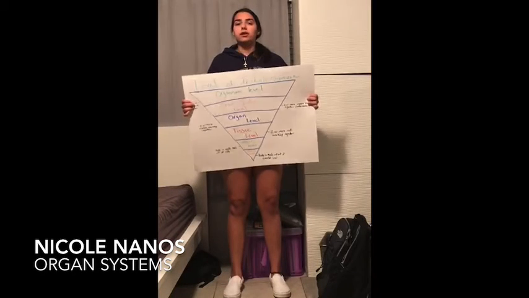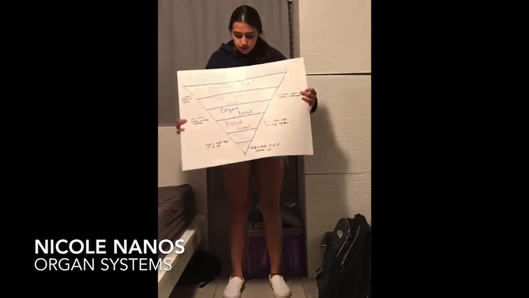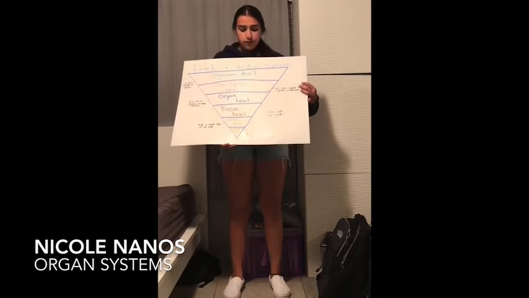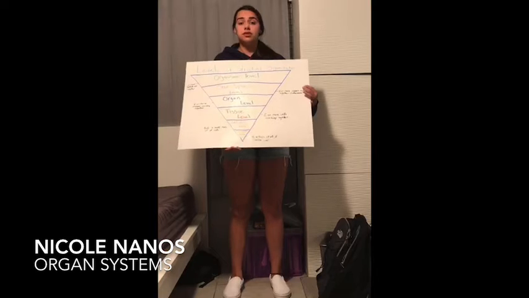So first off, I'm going to talk to you guys about levels of structural organization. As you can see at the bottom, this is the simplest level. That level is the chemical level. The body is made up of chemicals, therefore it is the first, simplest level.